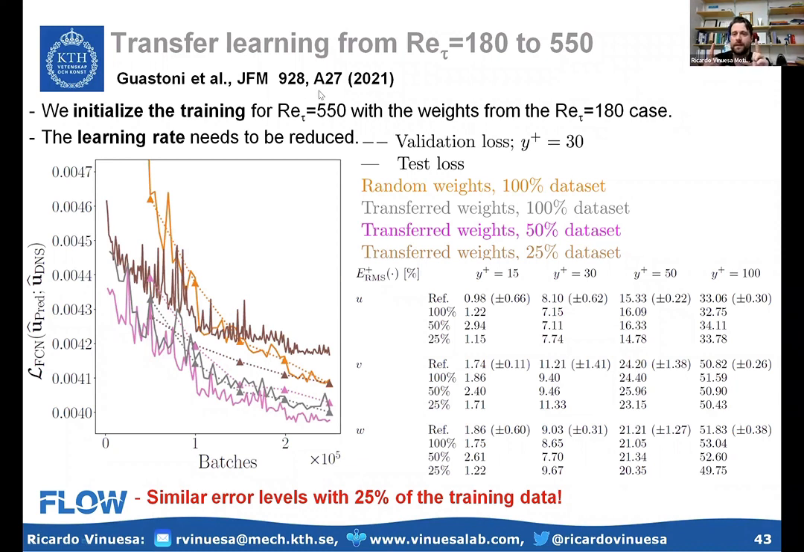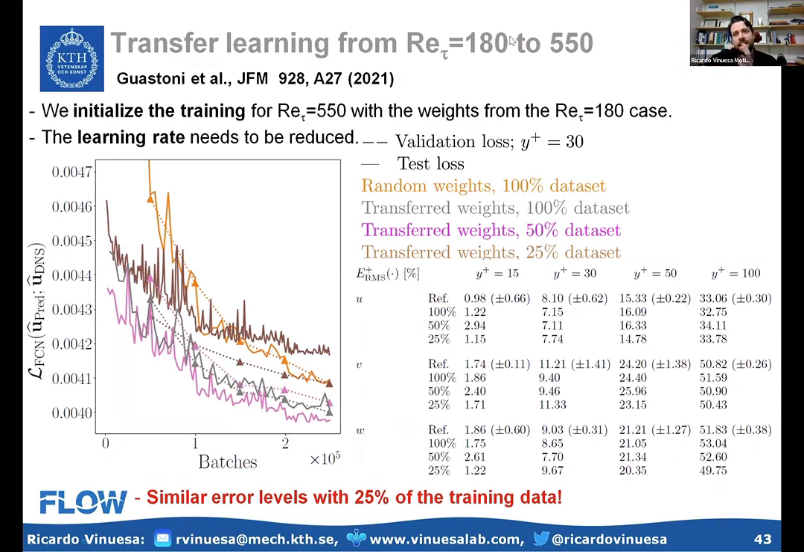What we do, and for the ones who are not familiar with direct numerical simulations, this simulation at Re tau 550 is significantly more expensive than the one at 180. I mean, we're talking of orders of magnitude more expensive because of how the cost of the simulation scales with the Reynolds number. So what we do here is that we train a network to make predictions at 180, and then we do transfer learning.